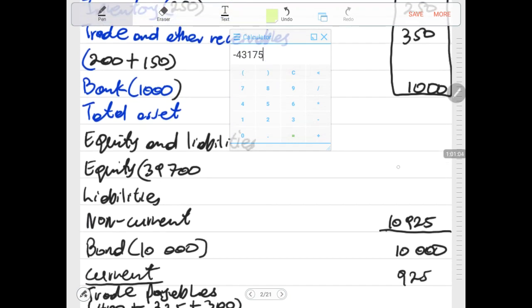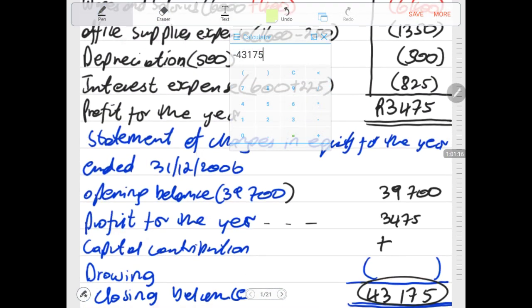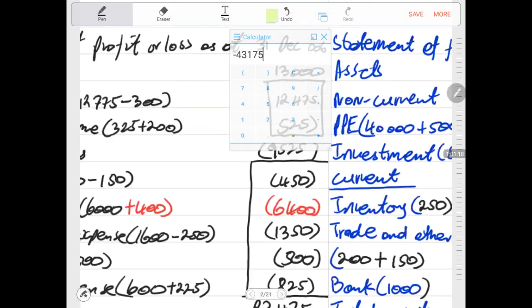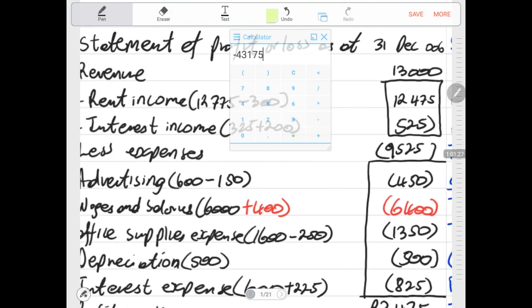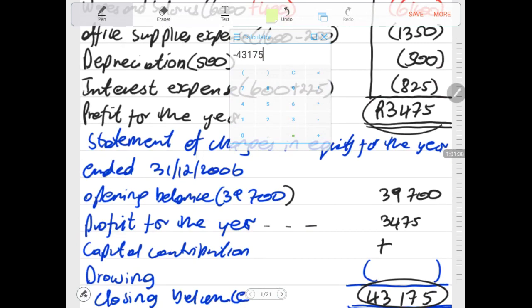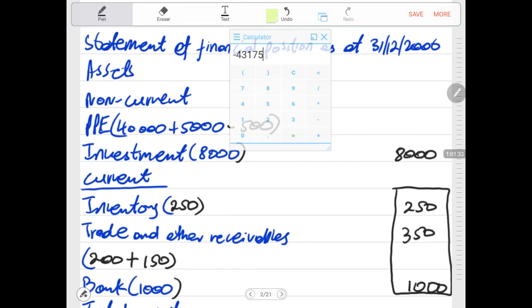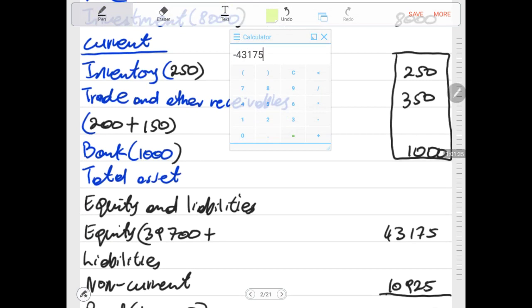Remember, this figure, we transfer it under the statement of financial position. Under the owner's equity, this will be 43,175. Remember, if the statement of changes in equity was not required, then we'll have to show all these workings in the statement, where we say 39,700 plus the profit of 3,475. We'll have to add the profit here and say plus 3,475. Remember, if there were drawings, minus drawings, if capital, plus capital, but we don't have them.